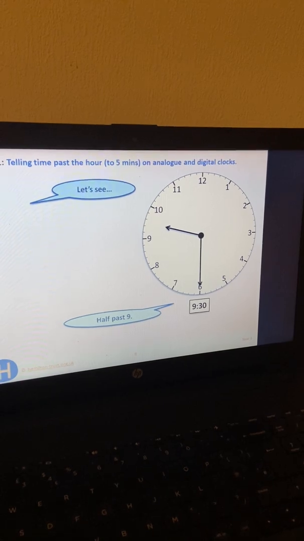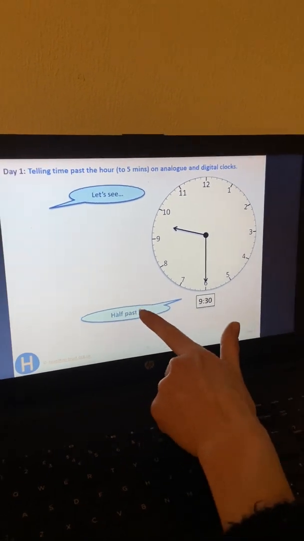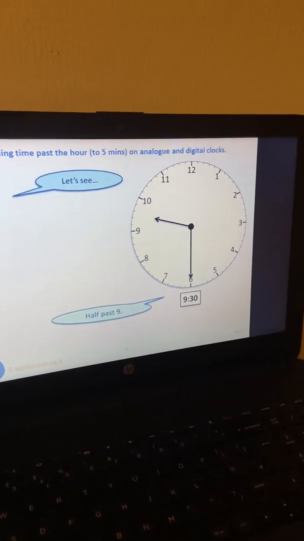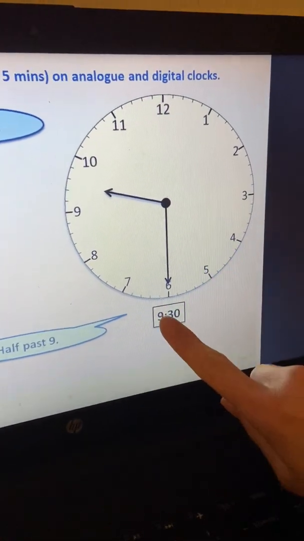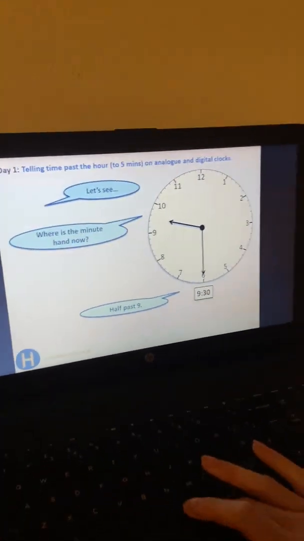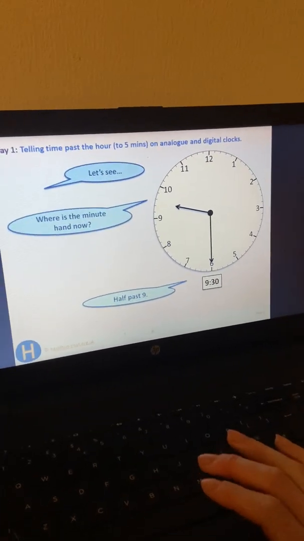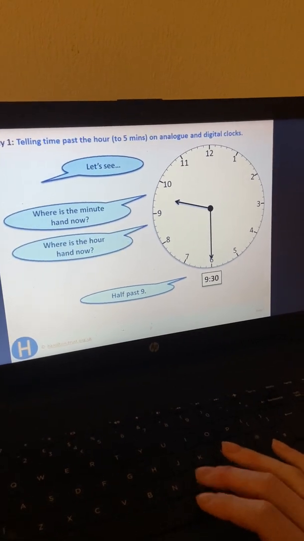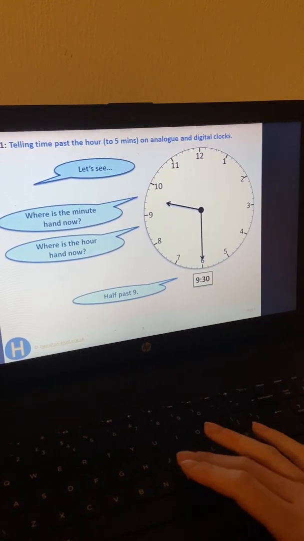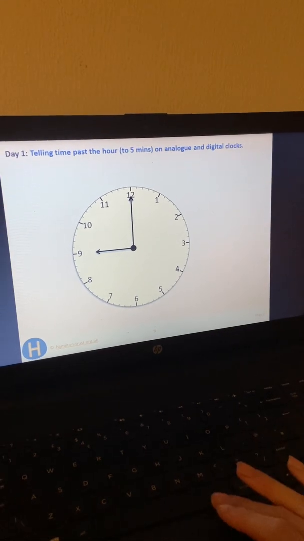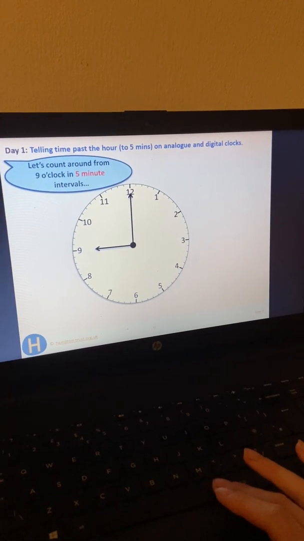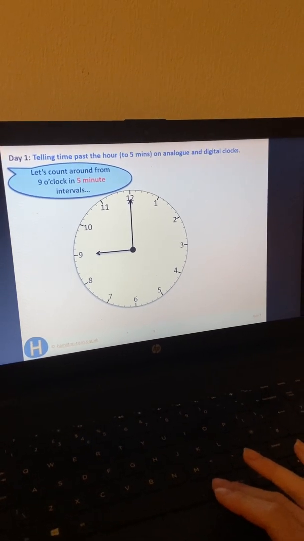So again, if we're going to write it in written form, it's 9:30, or if we're going to write it digitally, it's 9.30. Where is the minute hand now? Where is the hour hand now? So it's at 30 and 9 still. 9 o'clock. Let's count around from 9 o'clock in 5-minute intervals, okay?